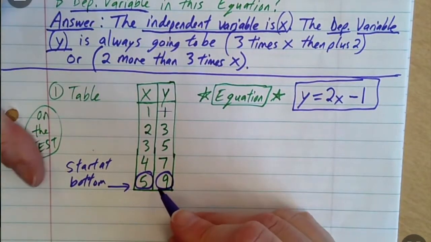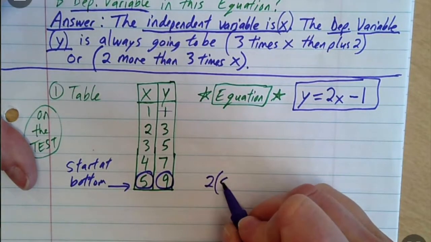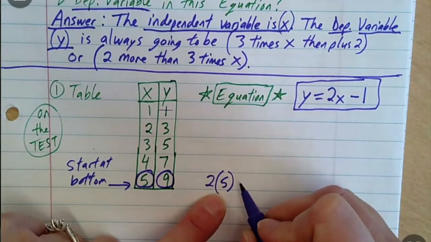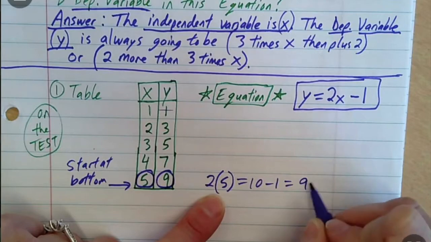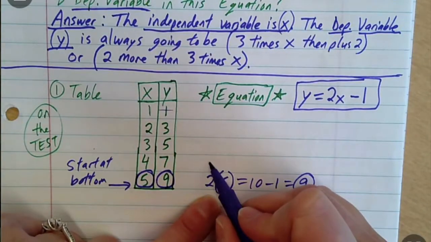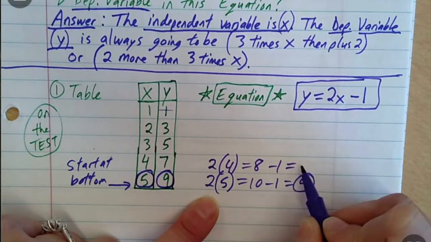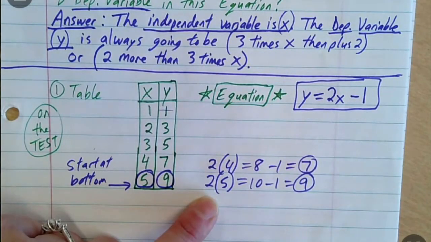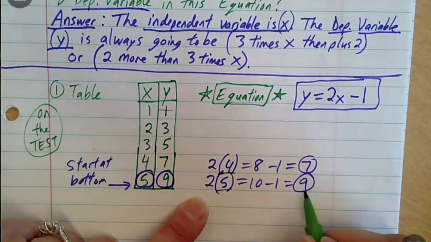So I would check this, and I would say, does 2 times 5, which is my x value, equal 10, and when I subtract 1, I get 9. Yep, that's true. 2 times 4, I get 8. When I subtract 1, I get 7. So it's looking at my x values, 5 and 4, and I'm getting 9 and 7.